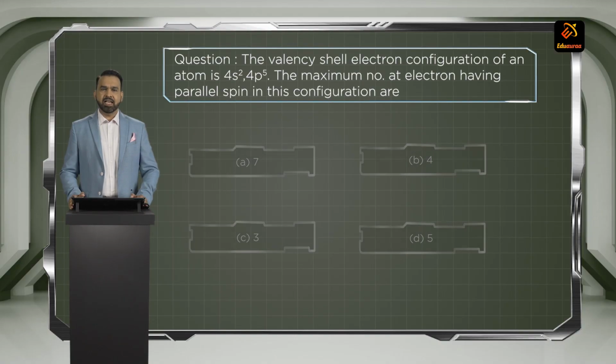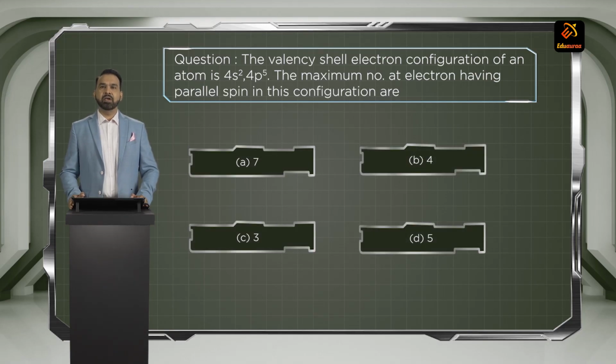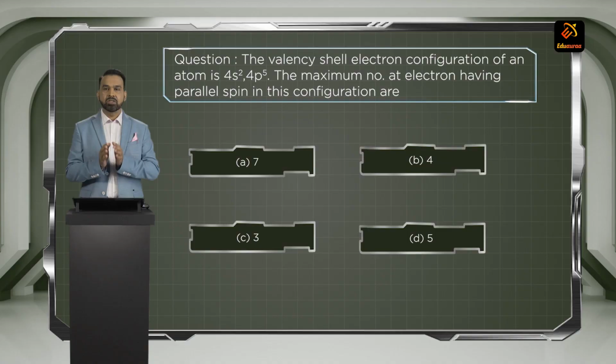Moving to the next question. The valence shell electron configuration of an atom is 4s2, 4p5. The question is the maximum number of electrons having parallel spin in this configuration. 4p5 is the outer shell configuration. In 4p5, it is distributed as what? 4px2, 4py2 and 4pz1. That means there are 2 pairs of electrons. That means there are 4 electrons with parallel spin. So choice B should be the correct answer. Moving to the next question.